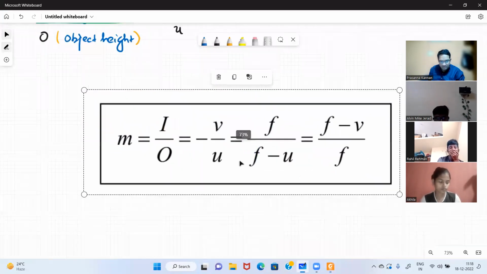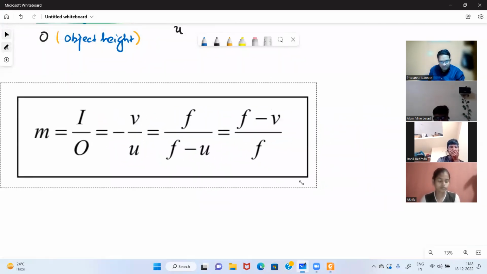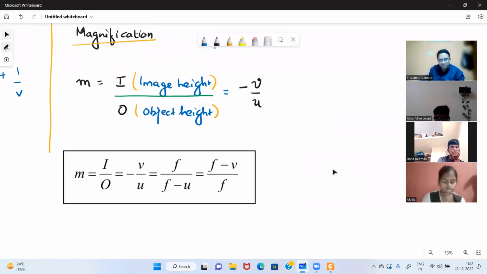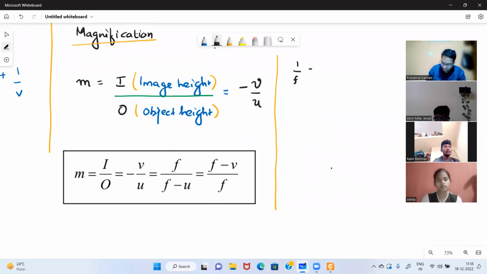There are also other ways to write it in terms of f. It's very easy to get it. What is the formula we know? 1 by f is equal to 1 by u plus 1 by v. Correct. Now divide by minus v on both sides. Then what will happen?